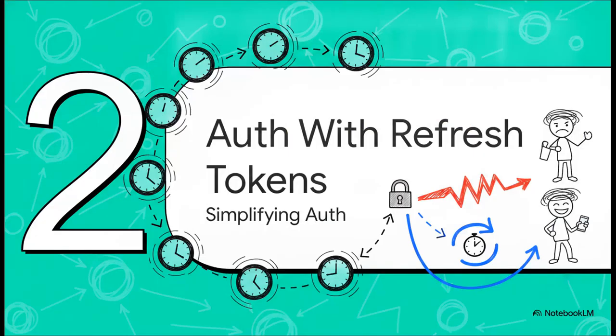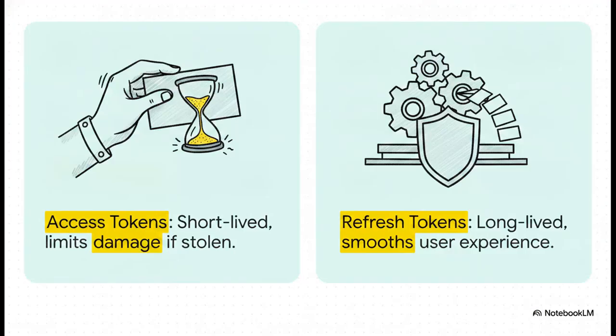Moving on to Section 2, we're going to talk about simplifying auth with refresh tokens. All right, so we've secured the initial login, which is great. But we have a new problem. If we make Acme's access tokens expire every, say, 15 minutes for security reasons, it is going to drive our users absolutely crazy if they have to type in their password and re-authenticate that often. No one wants to use an app like that. We have to strike a really delicate balance between airtight security and a frictionless user experience.